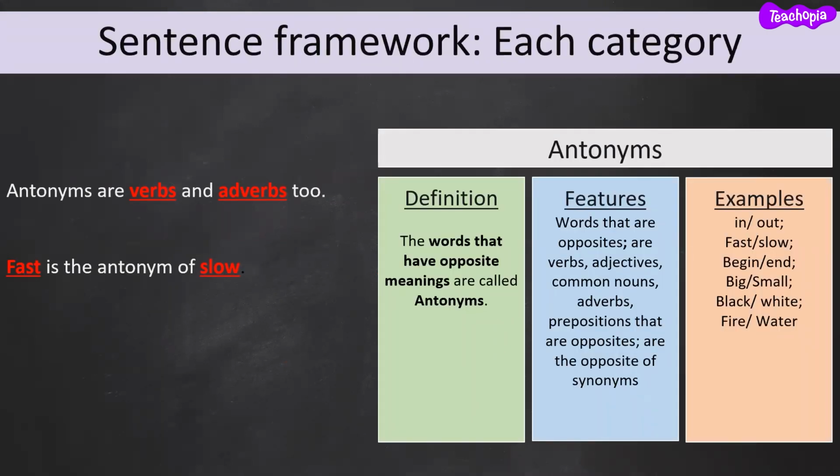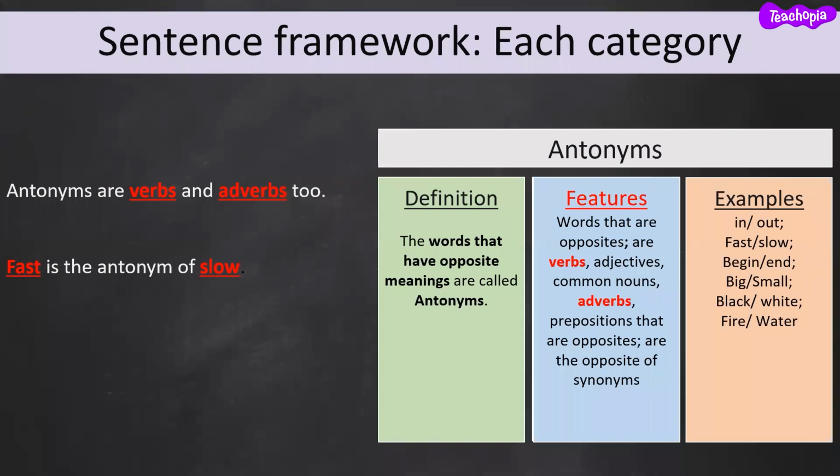Now, let us look at how we can replace words from each category and form new sentences. Now if we look at the first sentence, antonyms are verbs and adverbs too. This we have taken from the features category. So we can replace it with other words from the features category. For example, we can replace them with adjectives and prepositions. So we can say antonyms are adjectives and prepositions too.